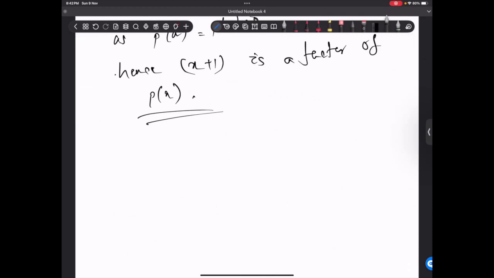Now, similarly, instead of asking this kind of question, you can also encounter a type of question which will be like: if p of x equal to x cube plus x square plus x plus k. This is the second type of question you will encounter.